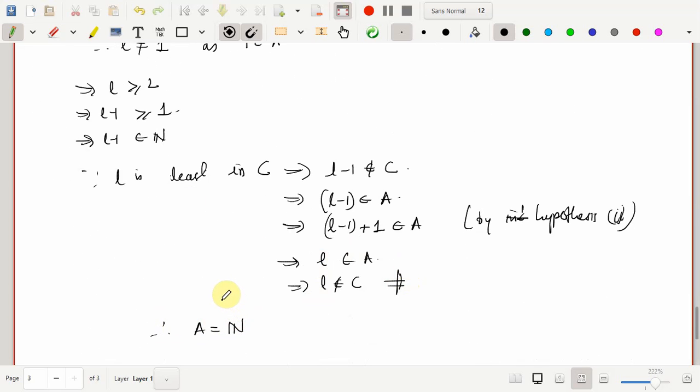So with this I end this session. In the next lecture we will see some lectures on well ordering. We will see some lectures on partially ordered sets, that is, the order relations.